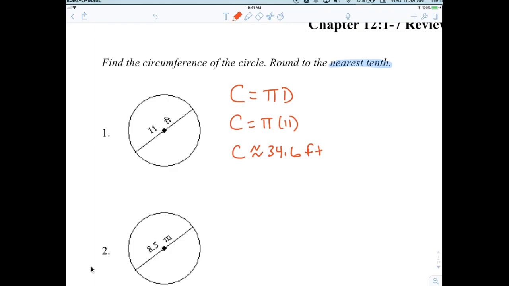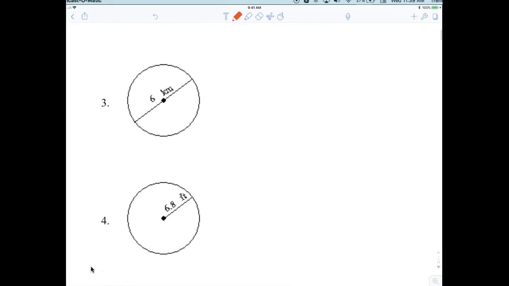Skipping number 2, let's jump to number 3. Again, circumference equals pi times d. So circumference is pi times 6, and if we're rounding it, 18.8. Remember, you have to put the right units: 18.8 kilometers. Oh, it's pi times the diameter. Good mistake, though. It's all right. Now listen, concentrate, please.